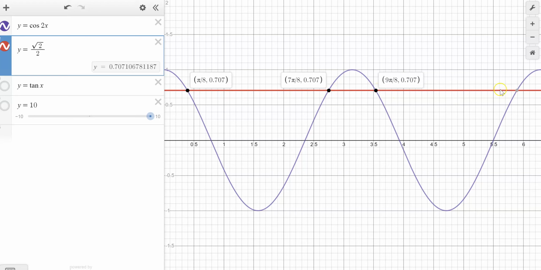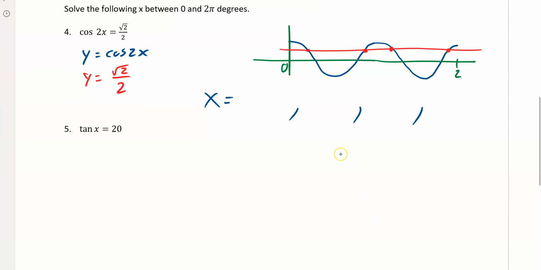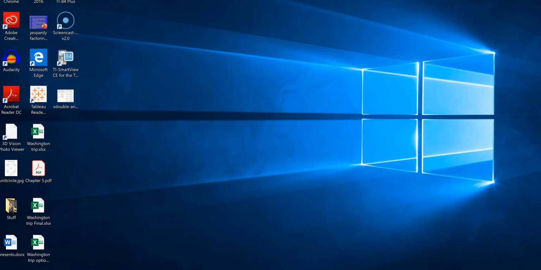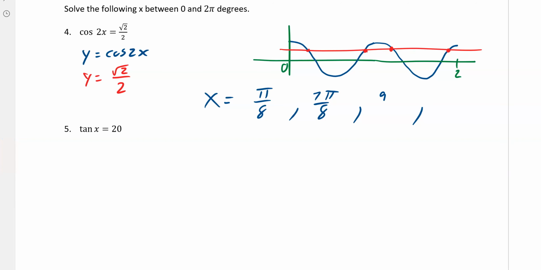You notice Desmos gives us the exact value. So it's pi over 8, 7 pi over 8, 9 pi over 8, and 15 pi over 8. And that's it.